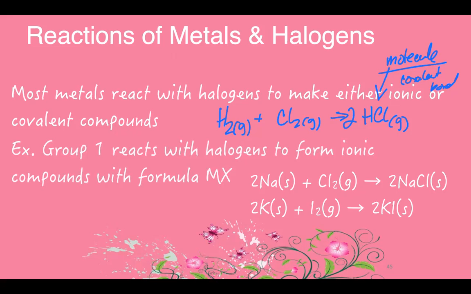Group 1 is going to react with the halogens to form ionic compounds with the formula MX. X represents the halogen, M, of course, the metal. So we have sodium reacting with chlorine to form sodium chloride. I should actually show you. I got a video of that. It's pretty interesting. Very, very exothermic reaction. And potassium reacting with iodine to form potassium iodide.